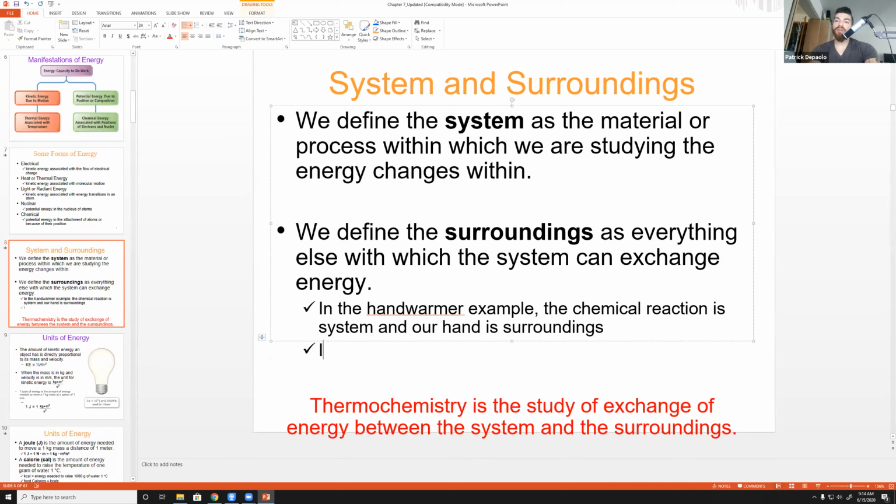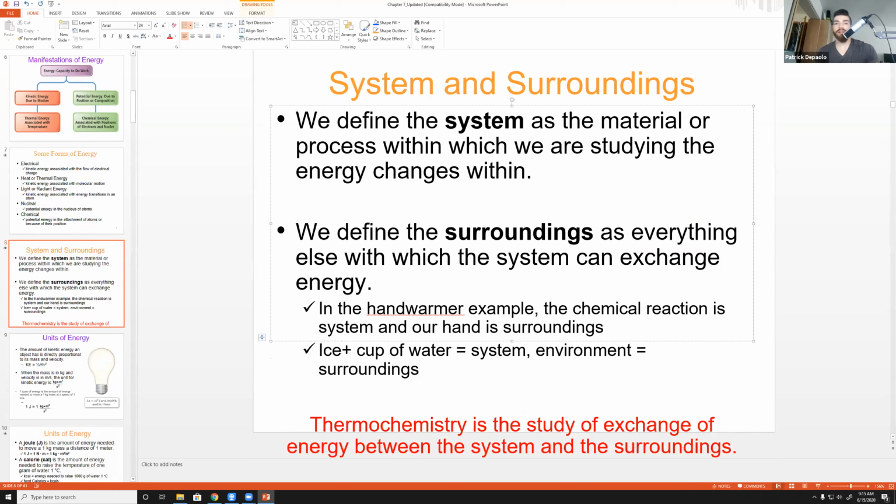So for ice water, let's just say ice plus a cup of water equals system, environment equals surroundings. So that's a possibility, but you can define the system and the surroundings as anything you want. But in the question, it usually defines it for you. So you'll see what we mean by this.